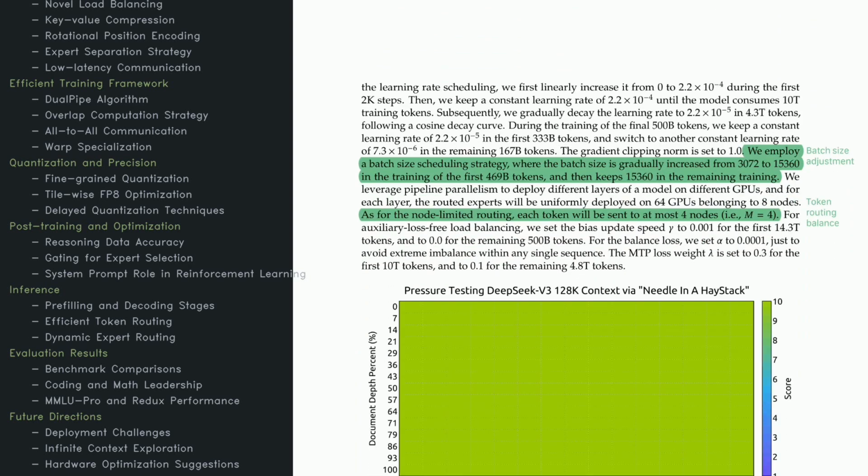This section focuses on the training schedule. They warm up the learning rate gradually, hold it steady, then slowly decay it. Gradient clipping is in place to keep updates stable. Batch sizes also ramp up in the early phases for computational efficiency. Tokens route across multiple nodes, but with limits to reduce any slowdowns. And they apply loss balancing so sequences don't become lopsided. All these steps, plus pipeline parallelism, help DeepSeek V3 handle vast amounts of data while maintaining top performance.